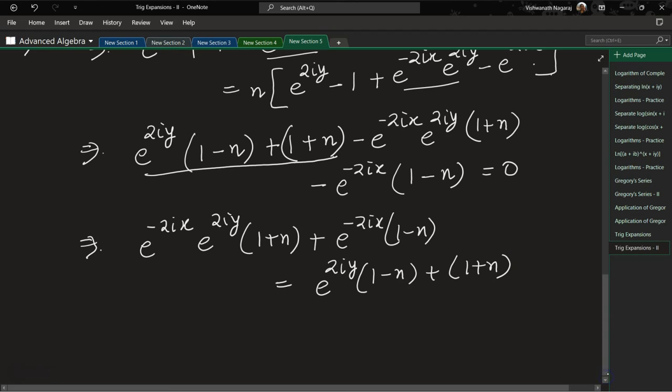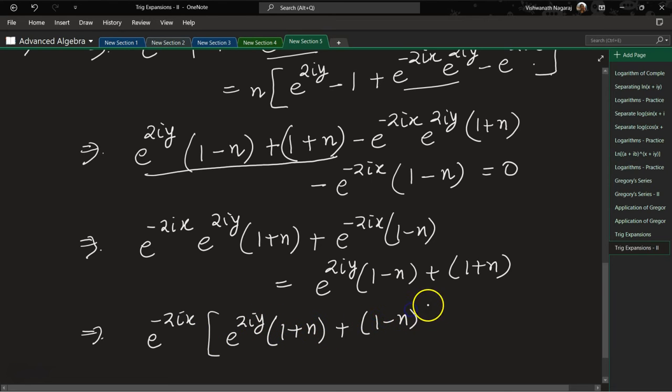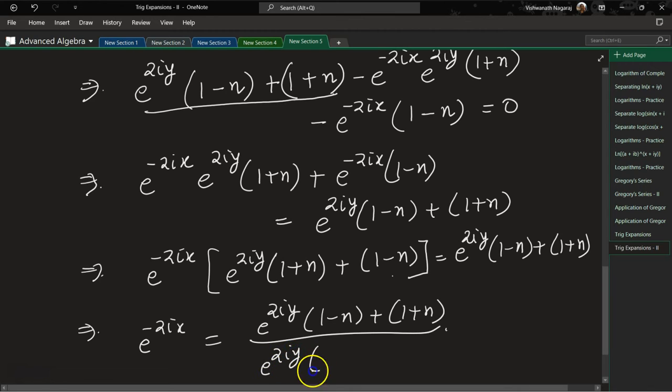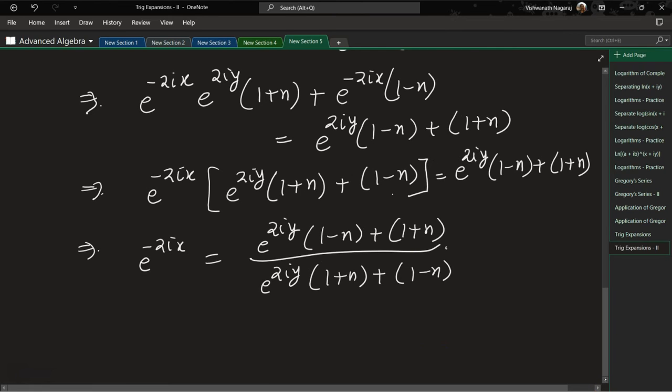Okay, now what? e to the power of minus 2ix is common to both, so e to the power of minus 2ix times e to the power of 2iy 1 plus n plus 1 minus n is equal to e to the power of 2iy 1 minus n plus 1 plus n. Here I have to first write the right hand side. So e to the power of 2iy 1 minus n plus 1 plus n divided by e to the power of 2iy 1 plus n plus 1 minus n. Okay, so we have got this x on one side.